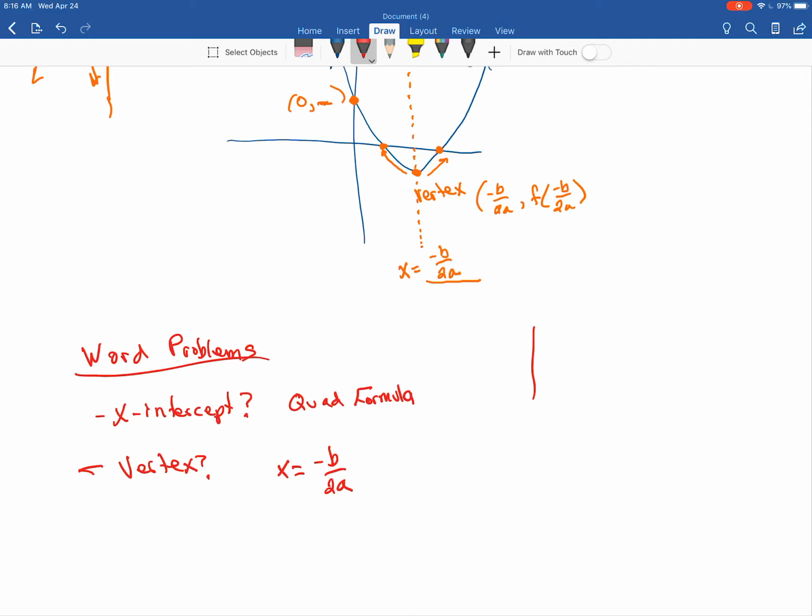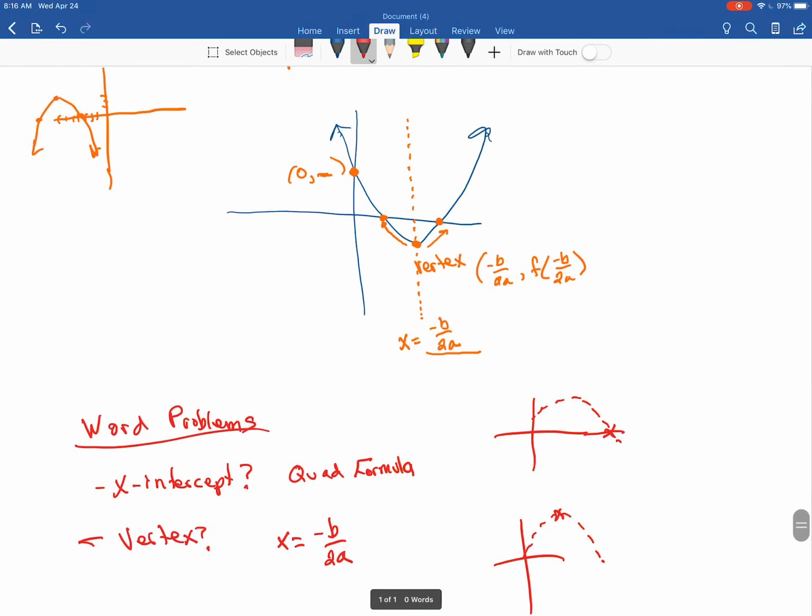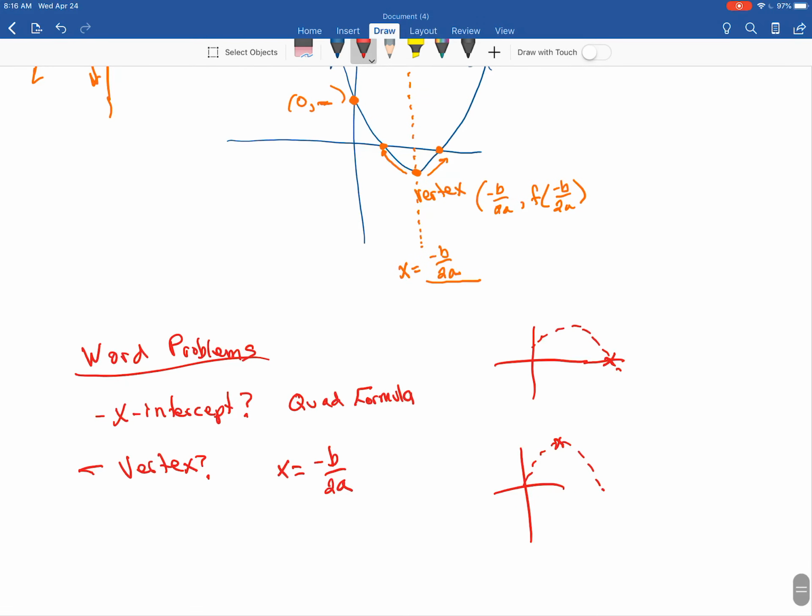If they're asking you, when will it hit the ground, that's an x-intercept question. If they're asking you, how high will it go, that's a vertex question. Or how low will it go? That would also be a vertex question. So that would be my key for every word problem question: read it carefully and decide which one of these two things it's asking you for. And again, that will then lead you to which formula you should apply in this situation.